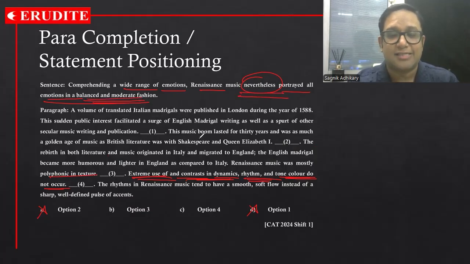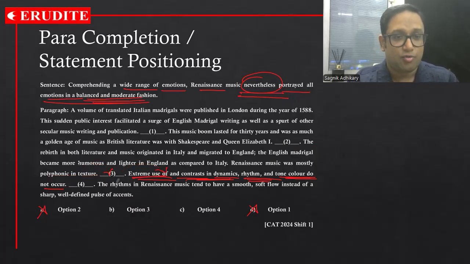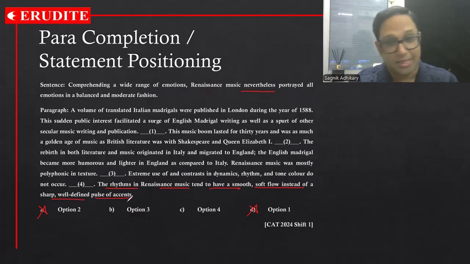So the nevertheless connects the previous statement to this blank and then to the next statement. If we place this in blank 4, with the statement after blank 4, we will have a conflict because once again, we have a word which is a change of argument. Nevertheless, over here, the statement after blank 4 says, the rhythms in Renaissance music tend to have a smooth, soft flow instead of a sharp, well-defined pulse of accents.